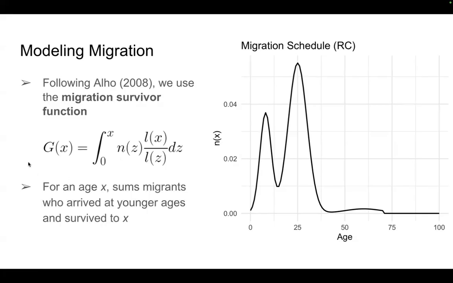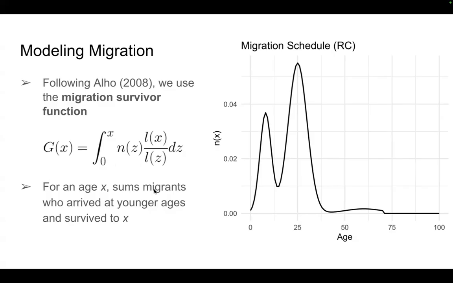So we can basically think of, for any age x, we're summing the migrants who arrived at younger ages and survived to x. So that's what this integral is doing. For example, if x is 20, I'm going to go through ages 0, 1, 2, 3, 4, 5, etc., and say how many people were arriving at each of those ages. This is just the migration schedule. And then how many people who arrived at age 0 survived to age 20, how many people who arrived at age 1 survived to age 20, and so on.